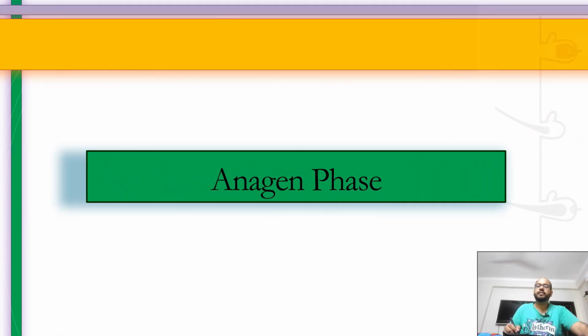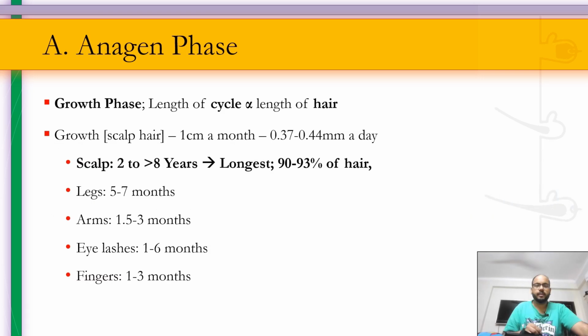So let's start our discussion with the first phase of the cycle, the anagen phase. The anagen phase is known as the growth phase. In this phase, the growth of the follicle happens, maximum growth in terms of length and girth. The length of the cycle is directly proportional to the length of the hair. The longer the anagen phase, the longer the hair.